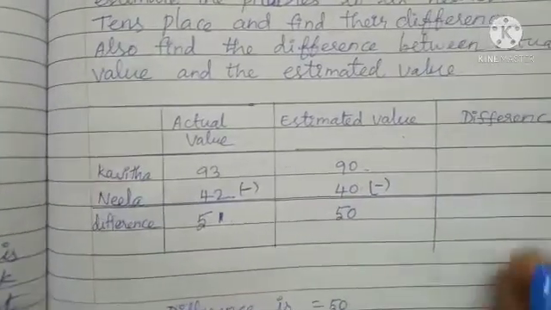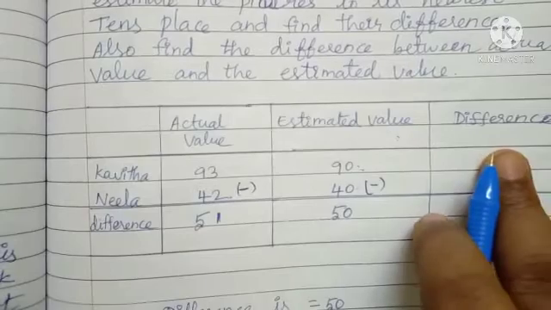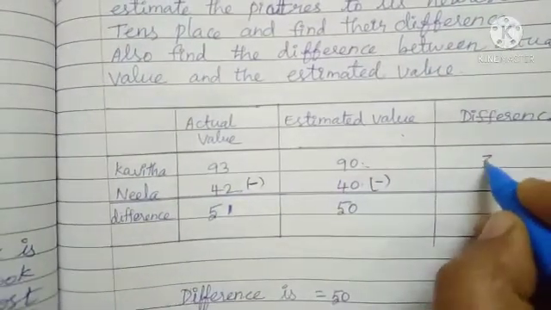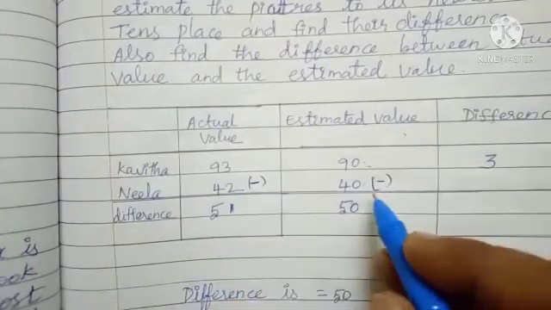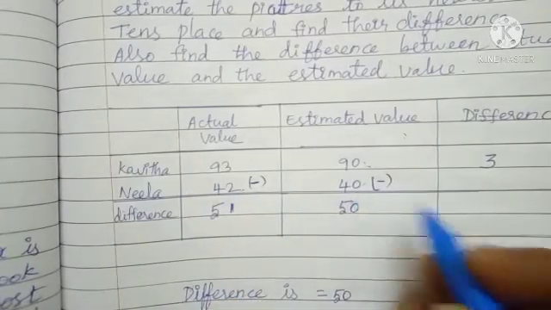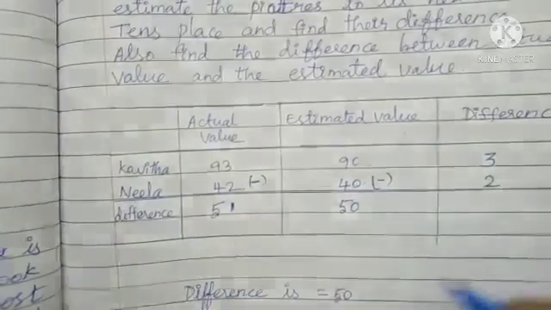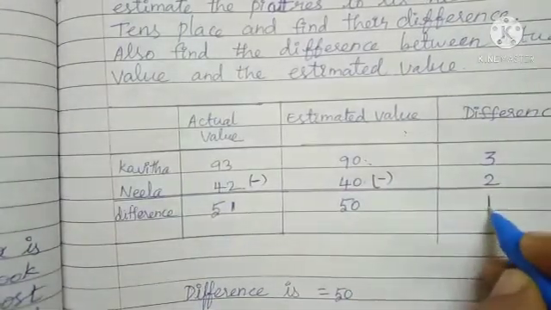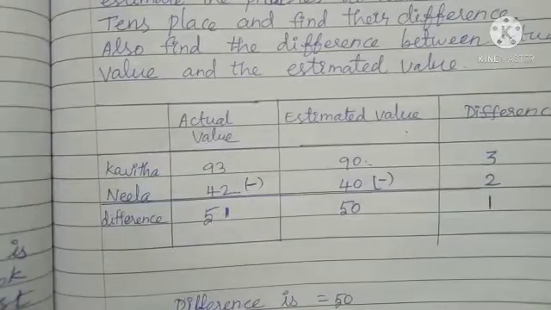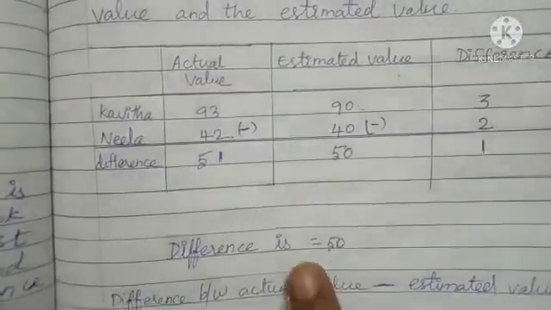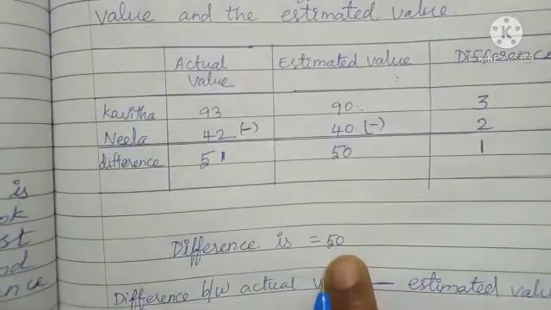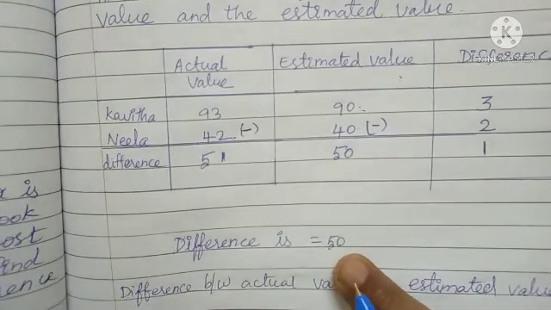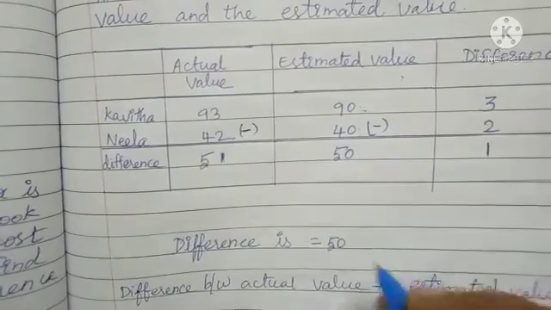Then next one, in the last column you do the difference. So 93 subtract 90, the difference is 3. 42 compared to 40, the difference is 2. But 51 and 50, the difference is 1. So the estimated difference is 50 pictures.